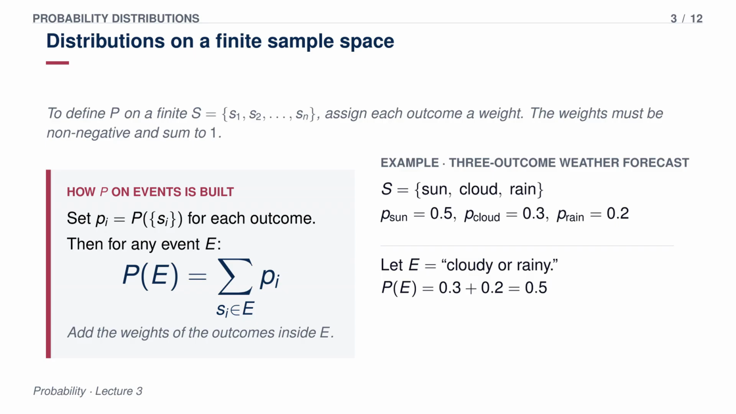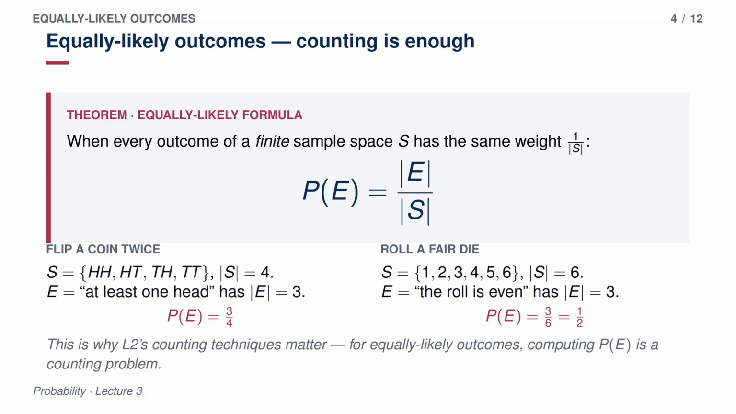It is straightforward, yeah. But I'm guessing it gets more interesting when we look at systems where the weights are perfectly balanced. What happens when every outcome has the exact same weight? That's a very common special case. Yeah. Think about a fair coin or a well-shuffled deck of cards. Okay. When every outcome in a finite sample space shares the same weight, that weight is simply 1 divided by the total number of outcomes. Right. In that scenario, the probability of an event becomes size of E over size of S.